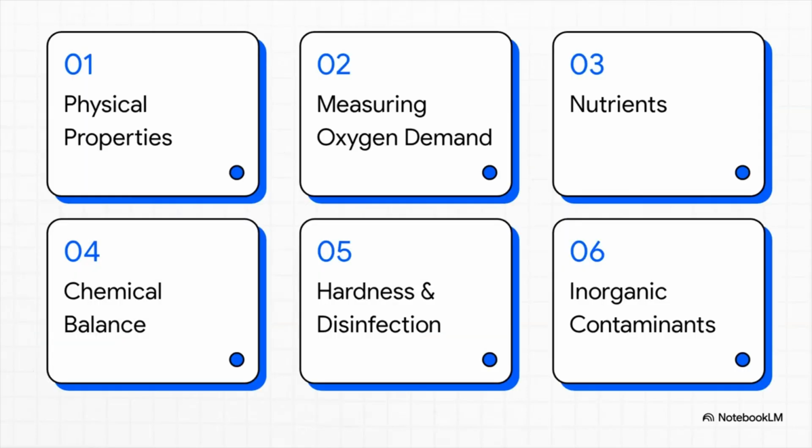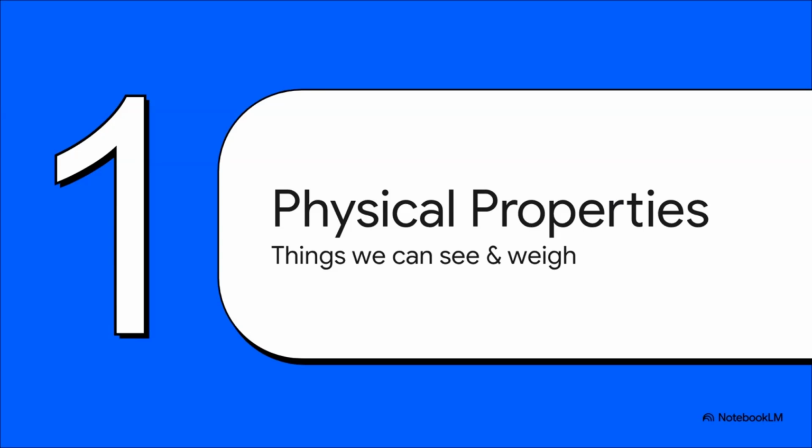Here's our game plan. We'll start with the physical stuff, then get into the big one, oxygen demand. After that, we'll tackle nutrients, the water's chemical balance, hardness, and wrap up with some key contaminants. Let's get started. First up, physical and aggregate properties.